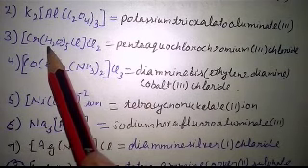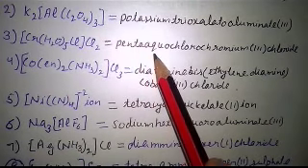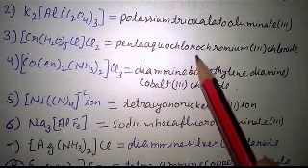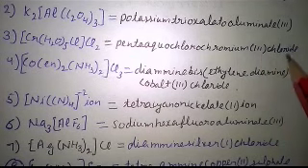Aqua name is first, then chlorine. So its name is pentaaquachlorochromium(III) chloride: the oxidation number is 3, then chloride.